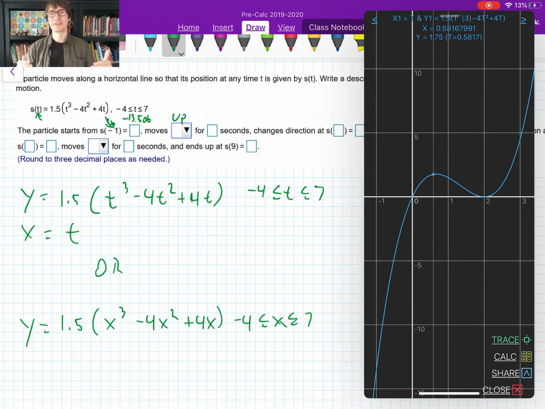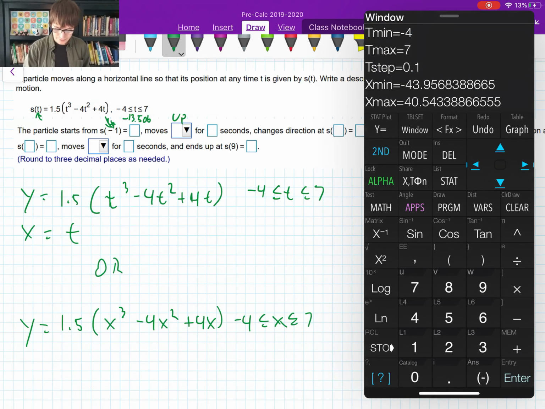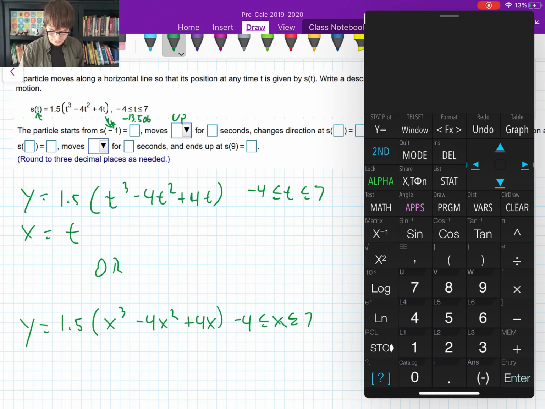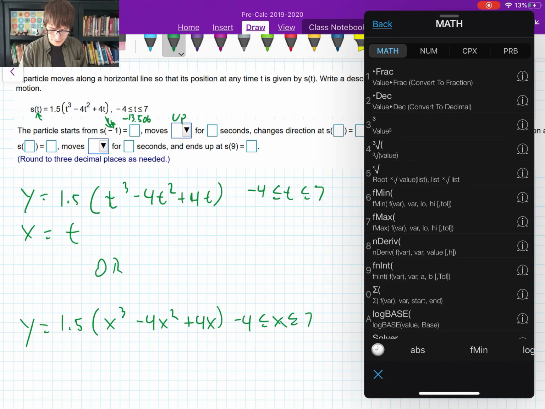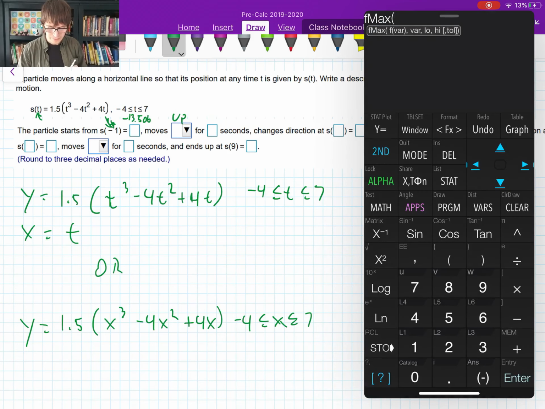So I'm going to give you another way to do this through your TI-84, or if you're using a graphing calculator like mine that's just an app, this would also work. In order to find the maximum, we'll go to math, and I believe it is fMax. We're going to find the maximum, so we'll do fMax, and we'll have to put in the actual function, the full thing.